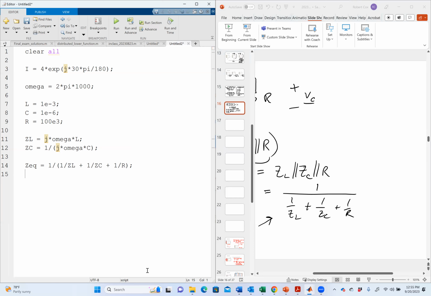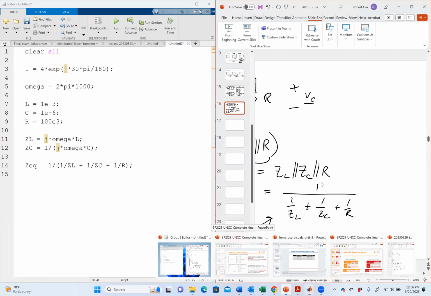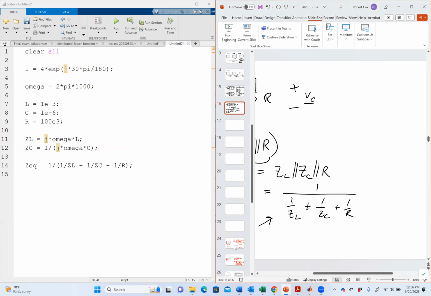So if I wanted to solve for V sub C, we basically said how to do that. V sub C was basically looking here.